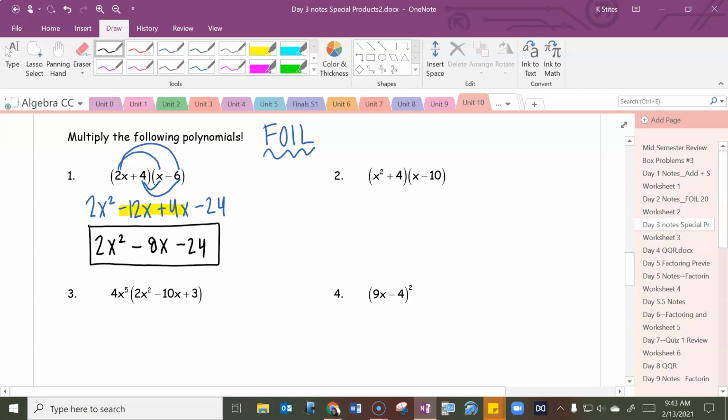All right, let's try another one. First, x squared times x, careful. This is x cubed. We add our exponents because we're multiplying now. Outer, x squared times negative 10, negative 10x squared. Don't lose that squared. Inner, 4 times x is 4x. And last, 4 times negative 10 is negative 40. Take a look, there aren't any like terms, and these are all in descending order already, so this is all done.